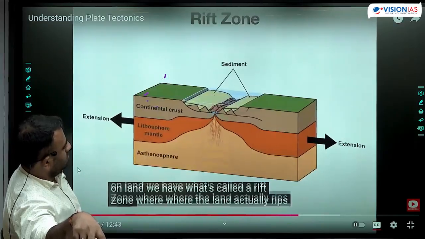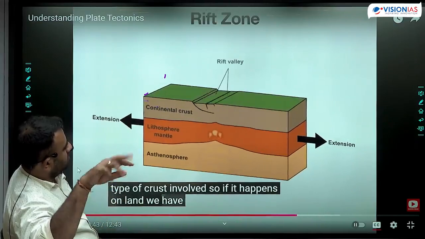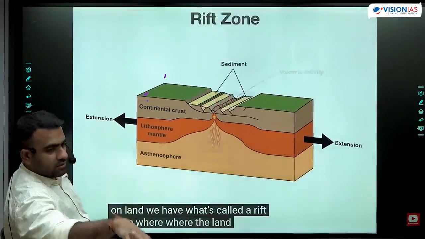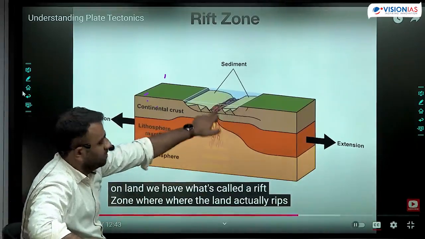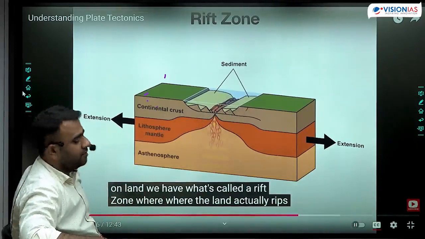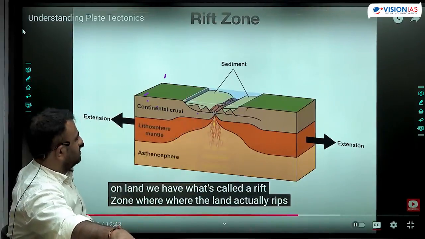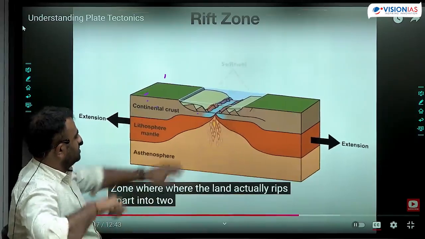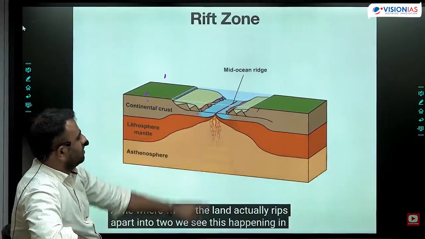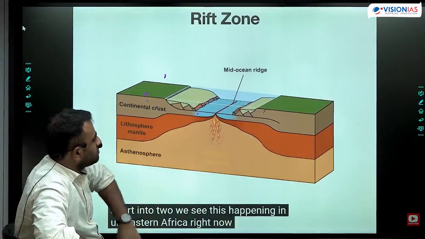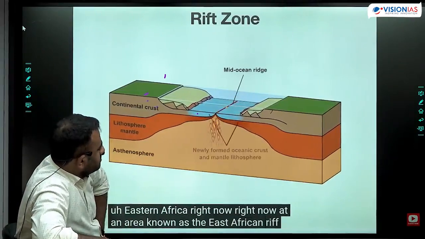Now, divergence: continent-continent divergence. On land, we have what's called a rift zone, where the land actually rips apart into two. Can you see the rift valley, the cracked part? Gradually it becomes thinner and then it widens, then the sea is formed. You can see the formation of sea. We see this happening in Eastern Africa right now at an area known as the East African Rift Zone.